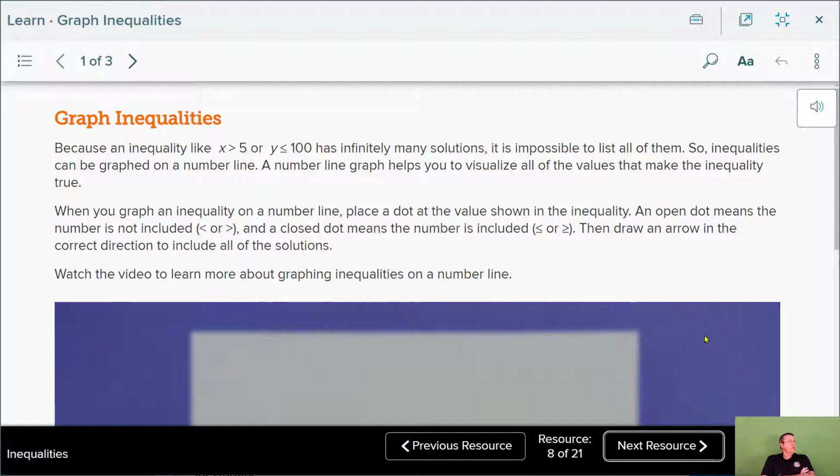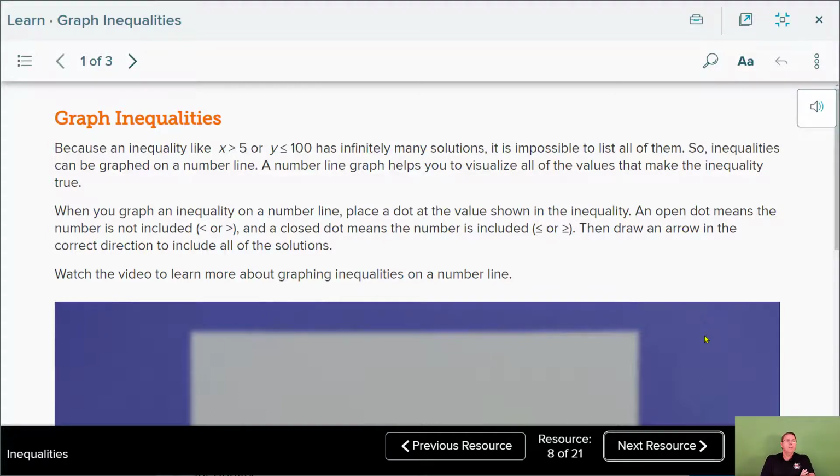When you graph an inequality on a number line, you're going to place a dot on the value shown in the inequality. An open dot means that the number is not included, in other words, less than or greater than. And a closed dot means that the number is included, less than or equal to, or greater than or equal to. If you go way back in your Wayback Machine to when you were a little kid and you were plotting numbers on a number line, you always plotted them with a closed dot because you were saying that that location equaled that amount.